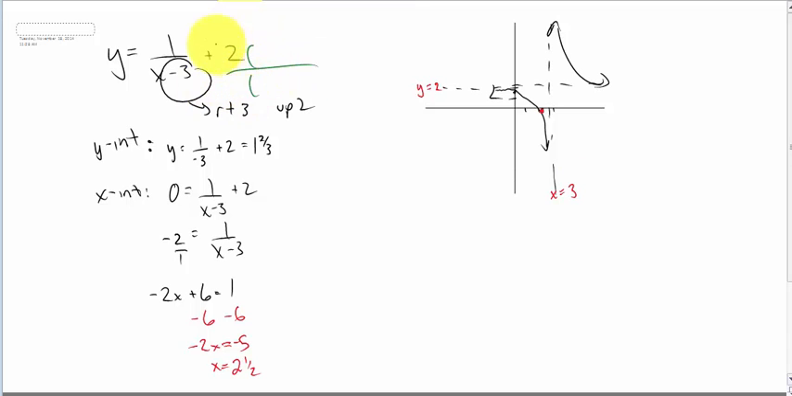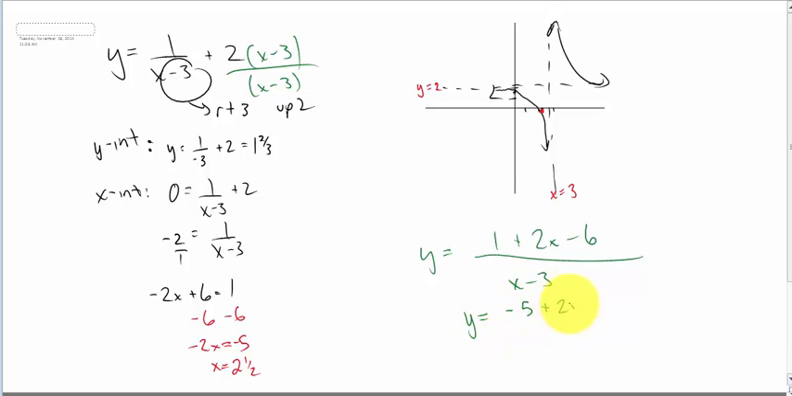denominator, which would be x minus 3 for this problem. And now the numerator is 1 plus 2x minus 6. The denominator is x minus 3. Combining like terms, we get y equals negative 5 plus 2x over x minus 3. And we could use the skills that we saw in the previous example to find the x-intercept and to find the horizontal and vertical asymptotes, and we will get the exact same features of the graph that we saw using the transformations and finding our intercepts algebraically.